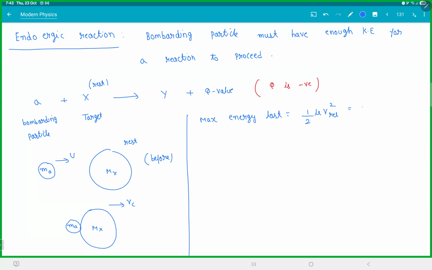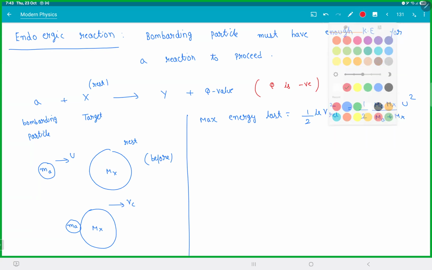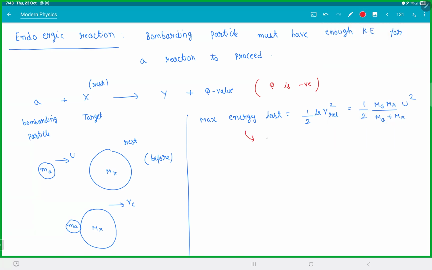Mu is nothing but the reduced mass, which is the mass of the bombarding particle times the mass of the nucleus, divided by ma plus mx, into u square. This much energy will be lost. And where will this energy go? This will actually become the Q value. So this much energy will be absorbed for the reaction to proceed.